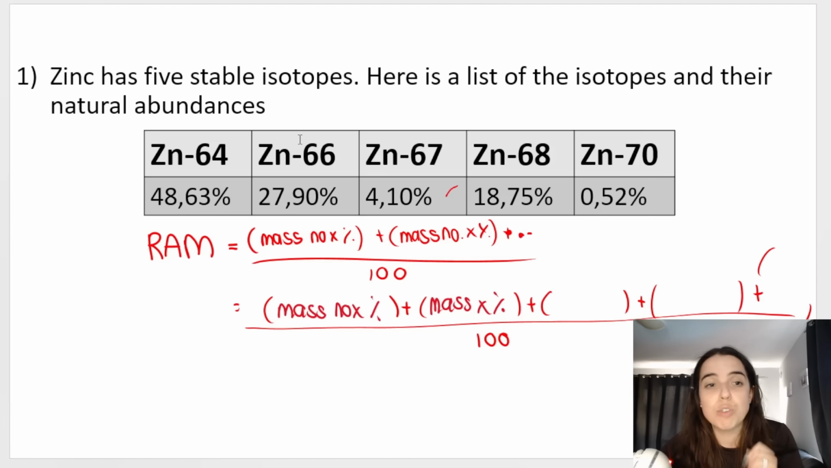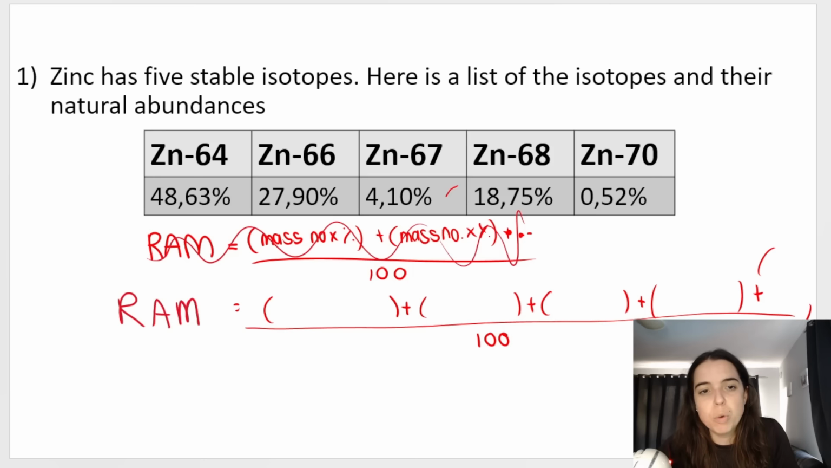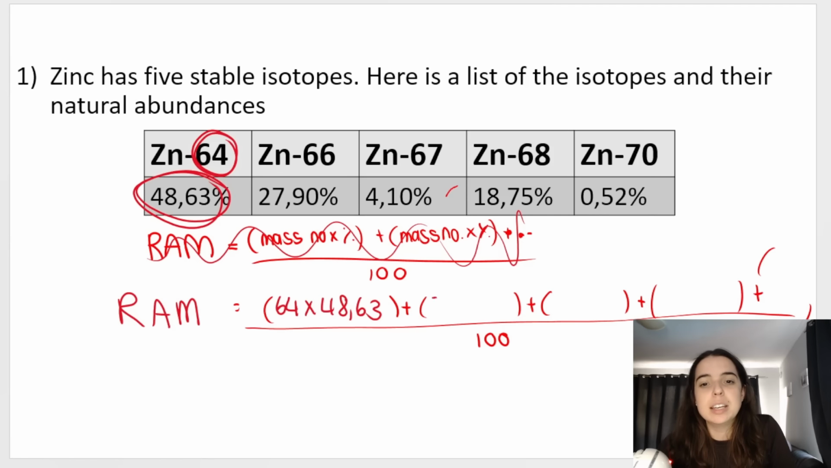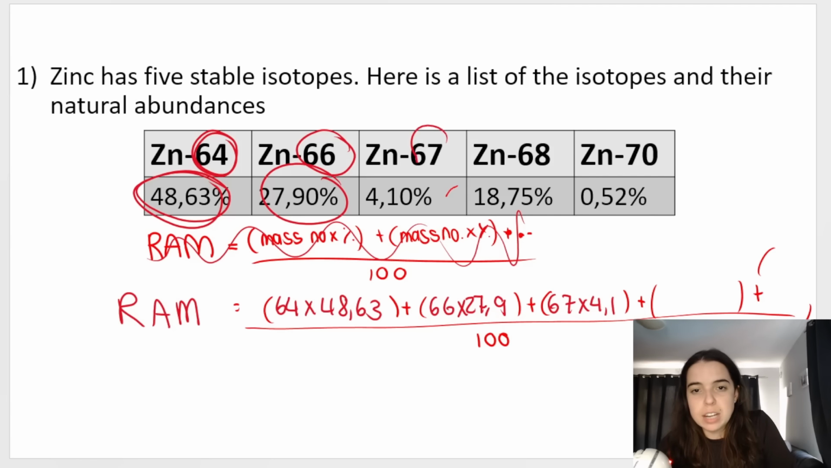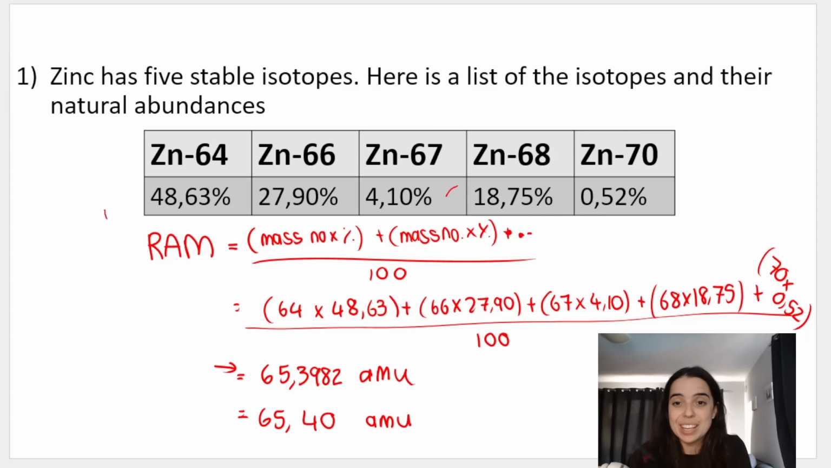This is not an important formula to write down first. It does not appear on your formula sheet. So you do have to remember this formula, but because it's not on your formula sheet, you don't have to write the formula first. You can just go straight into substituting. So it would be 64 times 48.63. There's 64. There's 48.63 plus 66 times 27.9. The next one, 66 times 27.9. And then 67 times 4.1. That's the next one. And you keep going until you filled up your whole formula. You divide by 100 and you should get this answer over here.